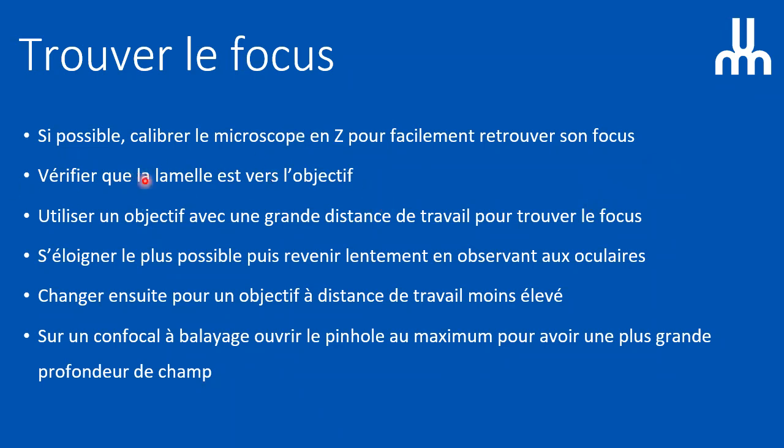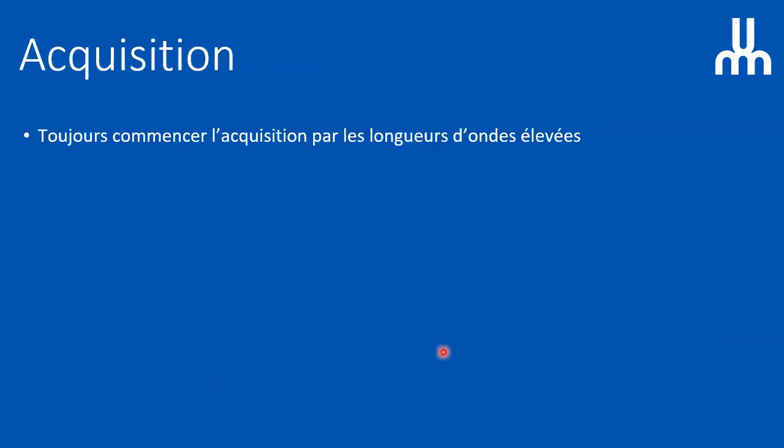You can also check that the coverslip is toward the objective. We don't put the slide upside down. The coverslip always goes toward the objective. And if you use an objective with a long working distance, then you're in a safe place, because you know that your focus is going to be far enough from your objective. So use a long working distance objective to find your focus. You can also, if you're using a confocal, open the pinhole so you can see a non-confocal image.